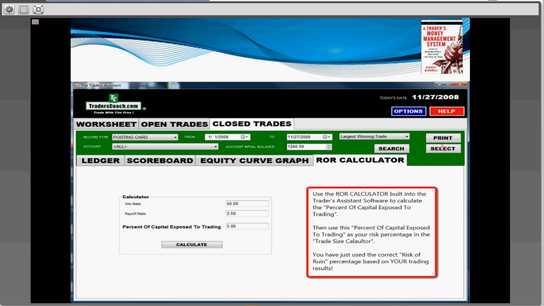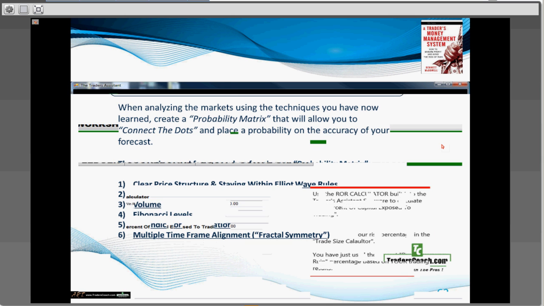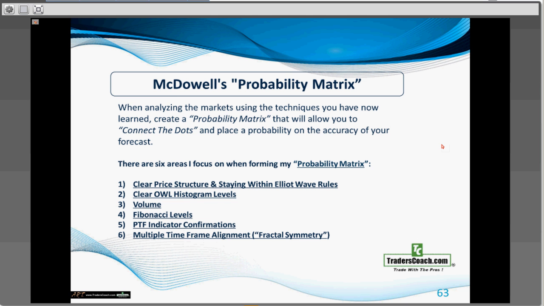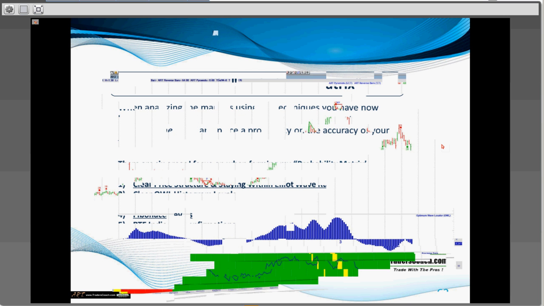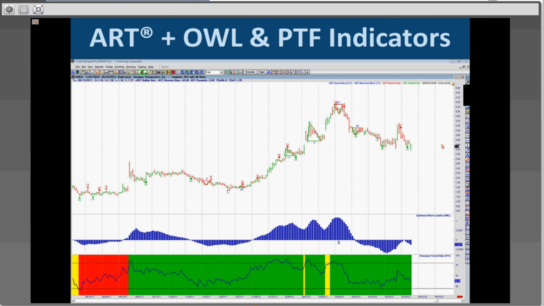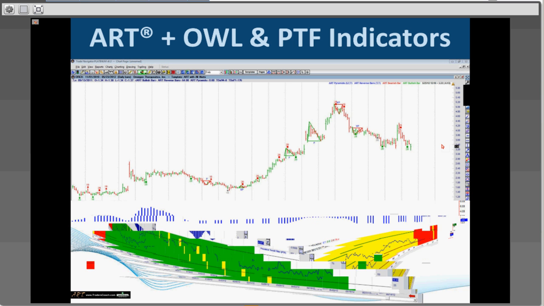Now, one wrap up here is we've covered a couple things. We've covered the OWL. We've covered Elliott Wave. We've covered ART. We've covered money management. There's a couple other things we look at in tying it all together, okay? We use the ART system to control our entries and exits and risk. We use the OWL and PTF to help us distinguish between corrections and a change of trend based off the Elliott Wave, all right? We can use it in downtrends or uptrends.